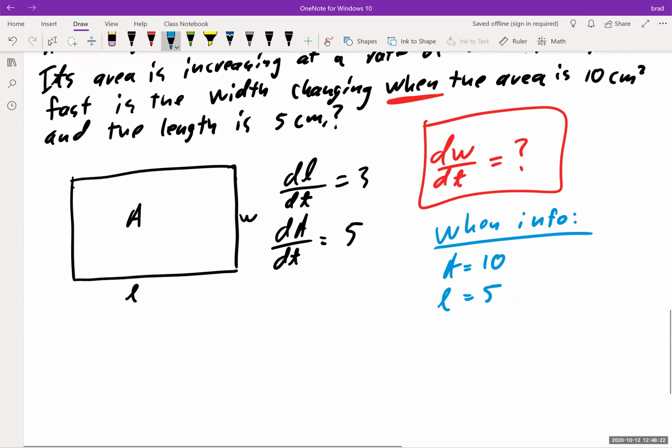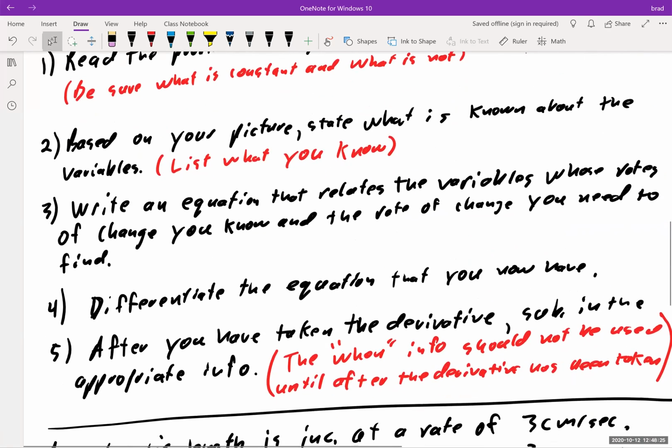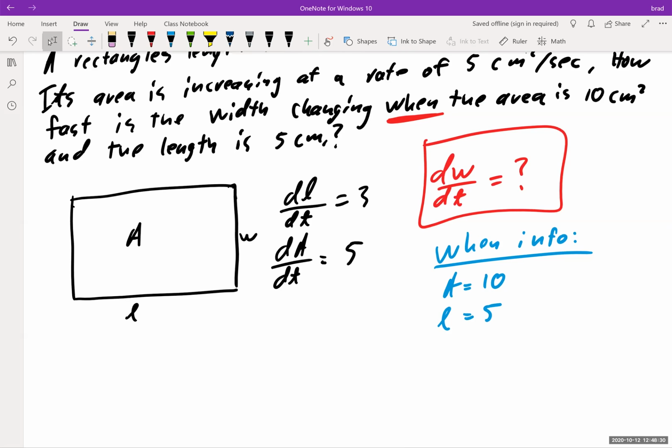Okay. So now we're at the point where, based on your picture, we've stated what is known about the variables. And it says write an equation that relates. We know the area equals 10 and we know the length is equal to 5. Now, if that's the case, don't I technically know the width also? The width has to be 2, because the only way we can get an area of 10 if the length is 5 is if the width is 2. So technically I know all 3 of these. I know the 2 dimensions and I also know the area, but this is all when info.